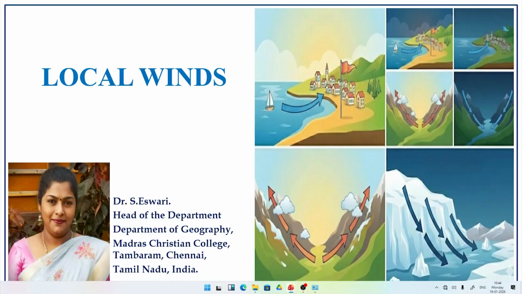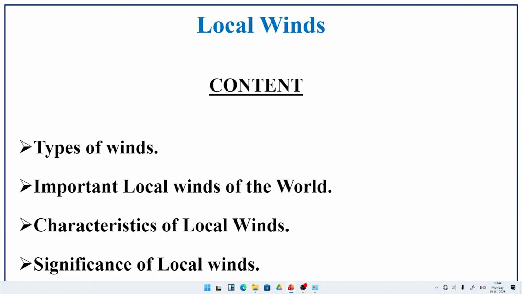In the previous lecture, we have discussed jet streams. In this lecture, we will be discussing local winds. So, what are the contents we are going to discuss in this lecture? That is, the types of winds, the importance of local winds of the world, the characteristics of local winds, and the significance of local winds. These are the contents we are going to discuss in this lecture.